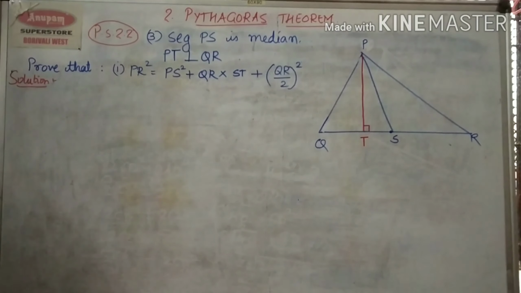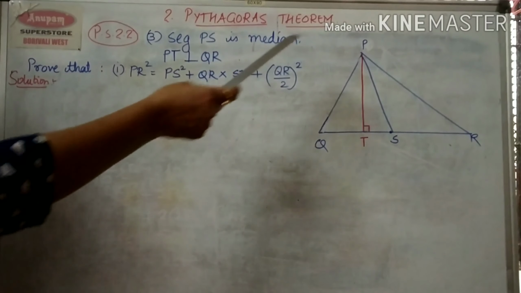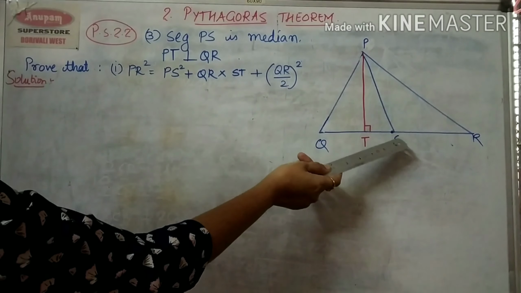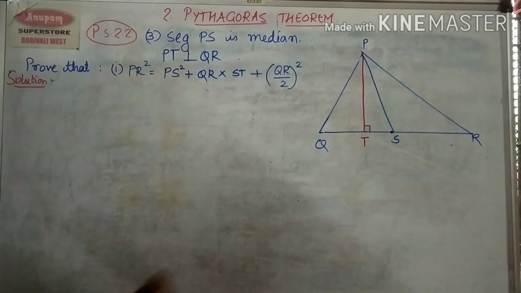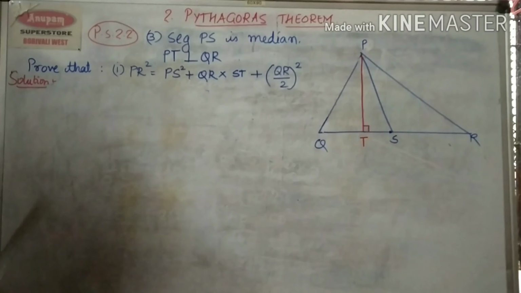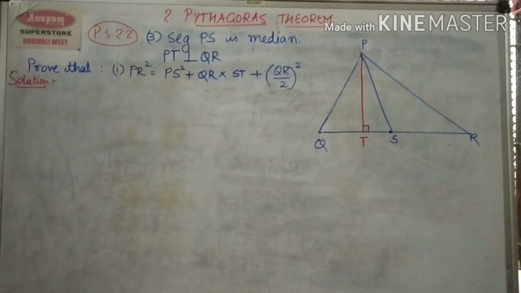The new question says that in the given triangle, PS is the median. PS is the median, that means S is the midpoint of QR, and PT is perpendicular to QR. We have to prove this. Let us see how we are going to start this.